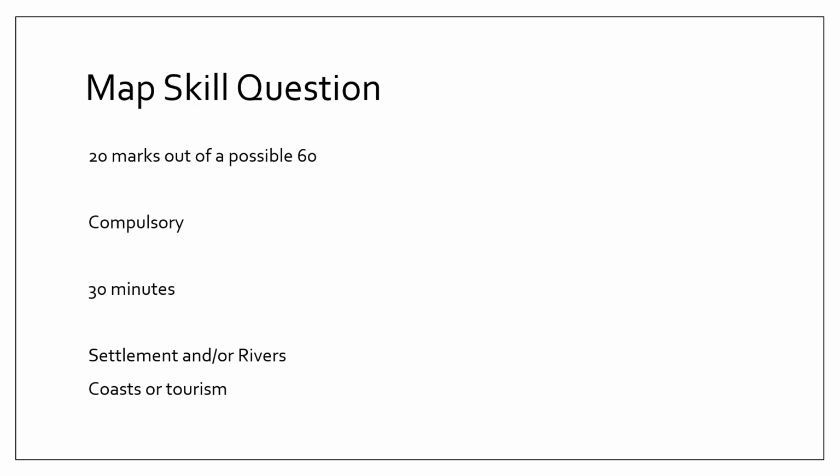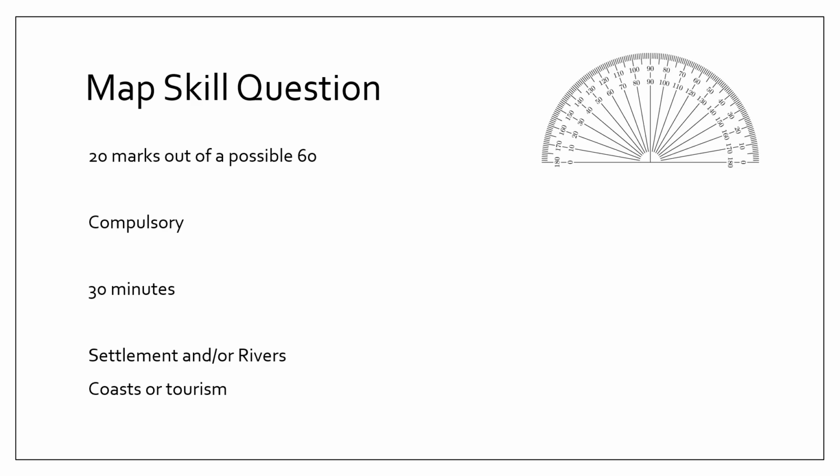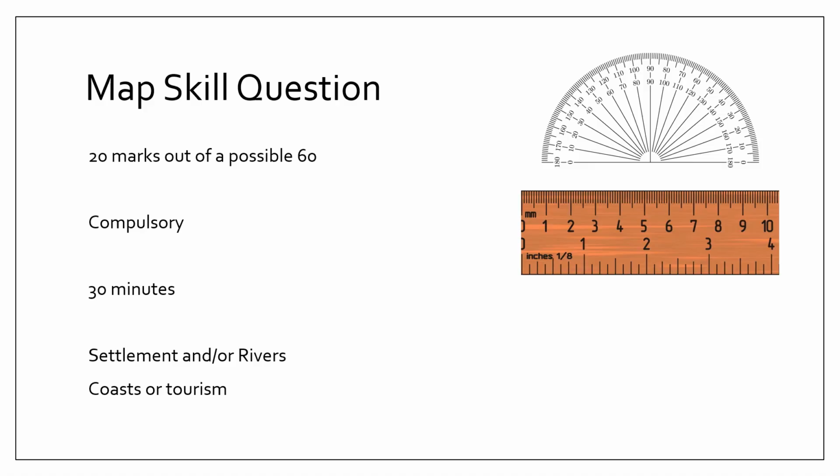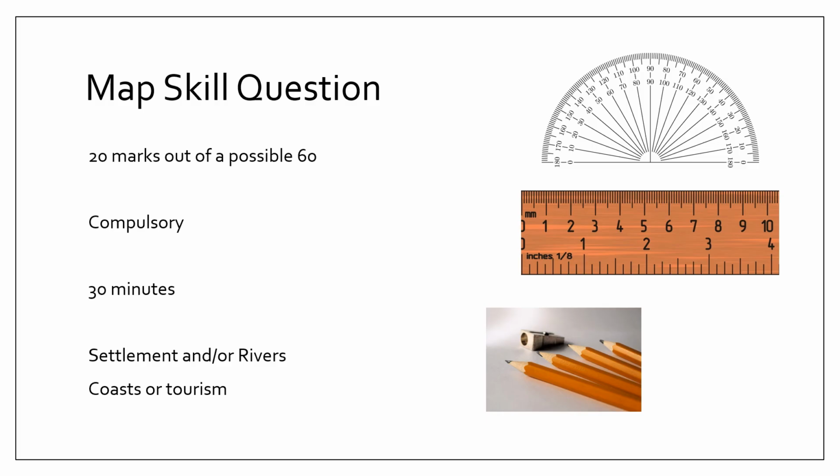Now, for this question, you will need the following equipment: a protractor to work out bearings, a ruler to help you with the 6-figure grid references, distances, maybe even to help you draw lines to work out other questions, the cross-section of the map, a pencil and a sharpener, and a rubber. A calculator would also be useful.